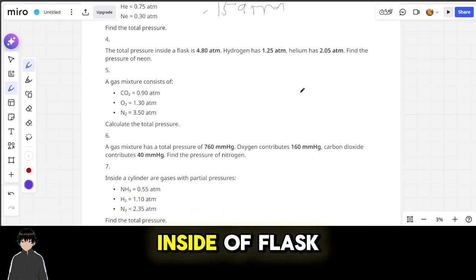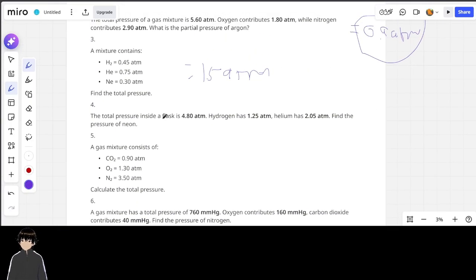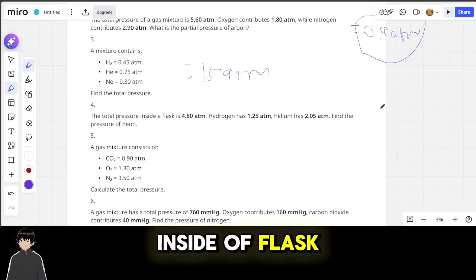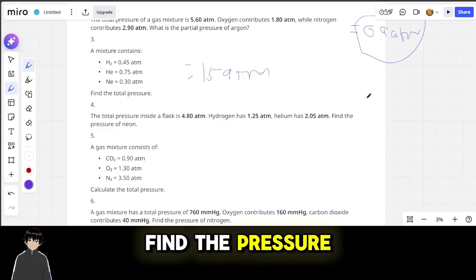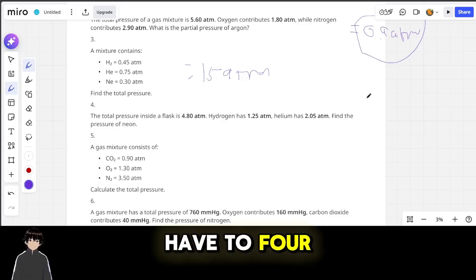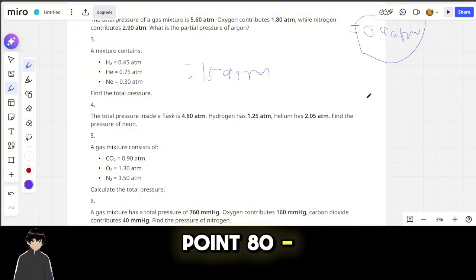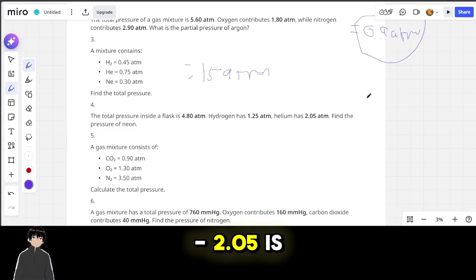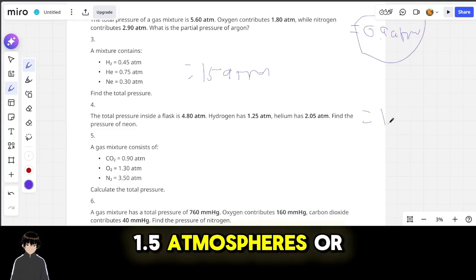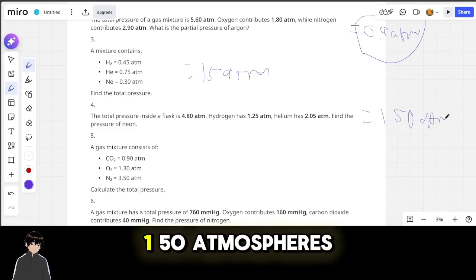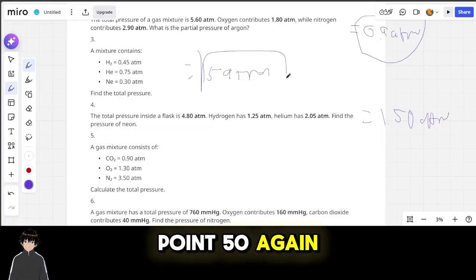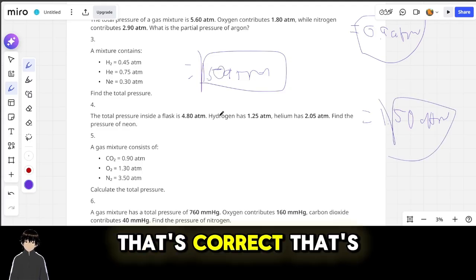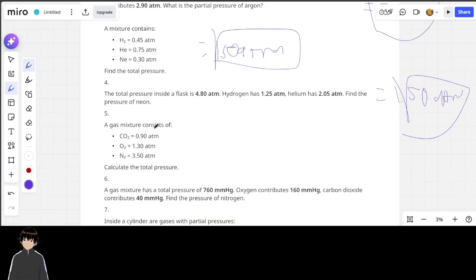So total pressure inside the flask. The total pressure inside the flask is 4.80 atmospheres. Find the pressure of neon. Okay, and we just have to do 4.80 minus 1.25 minus 2.05, which is going to equal 1.5 atmospheres, or 1.50 atmospheres. It's just 1.50 again, so that's correct. Just add a 0.